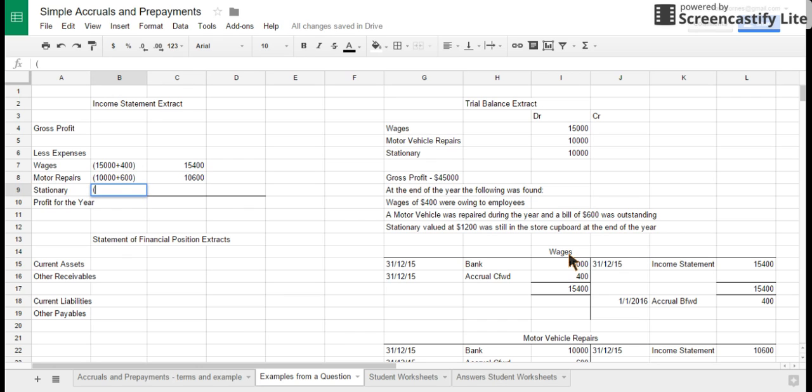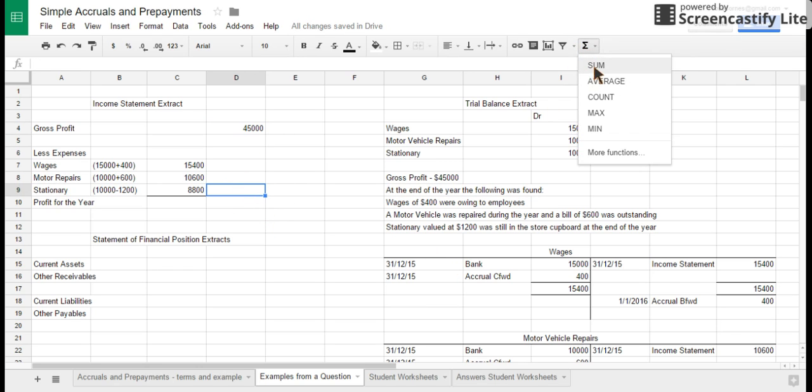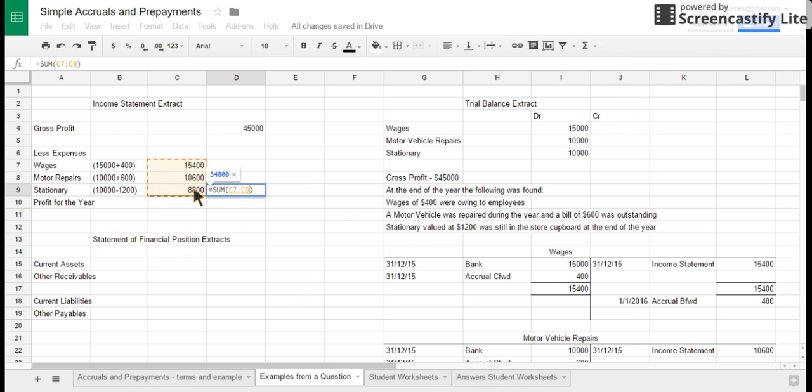And stationery, well, I've spent 10,000, but 1,200 is going to be used next year, so I need to take that off. So my total for that is going to be 8,800. I need to put in my gross profit because I'm doing an extract and we've been told that in the question. So the gross profit was 45,000. I need to work out the total of all my expenses. So it's the sum of those three numbers, 34,800. Then I subtract the total of my expenses from my gross profit, and that gives me profit for the year.